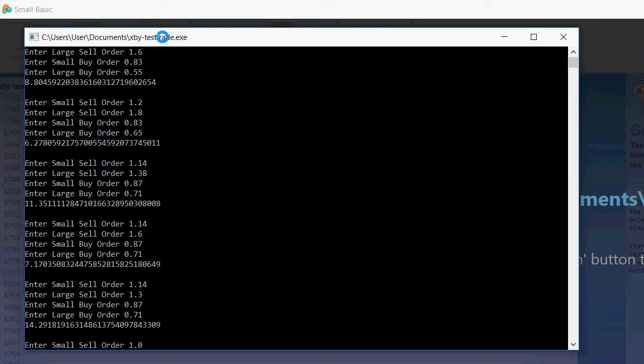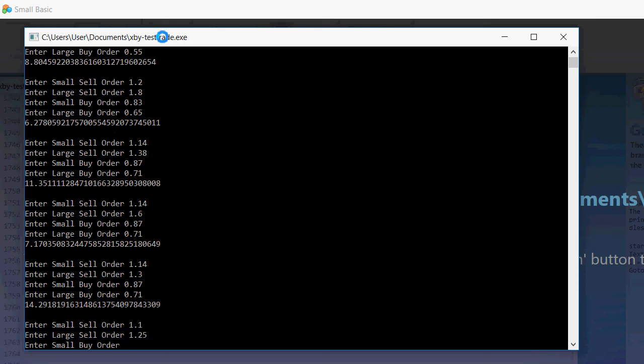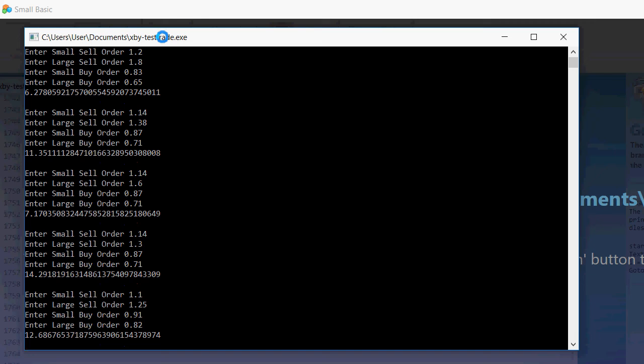How about say 1.1, 1.25, and then we'll do 0.91 and 0.82, 12. That's pretty good. Pretty good. And then of course, when you're doing shorter term trading, you're going to probably do better than this, given the fact that if you're short term trading, you got to be there many different times during the day. Or at least check your order several times a day, 2, 3, 4 at least.